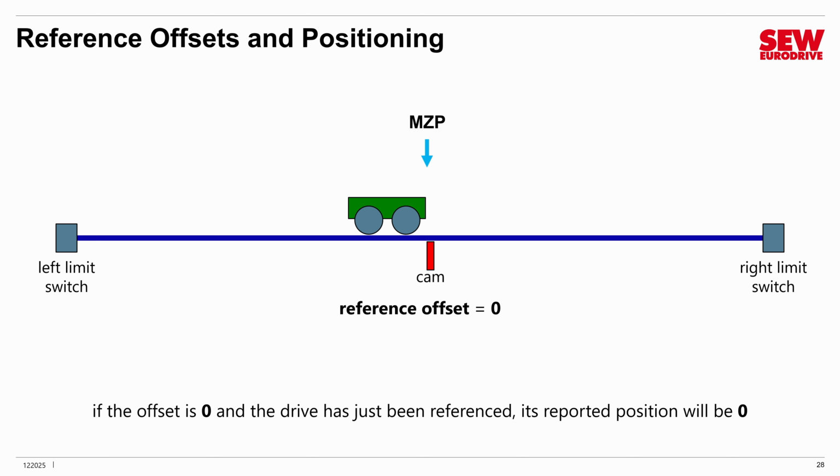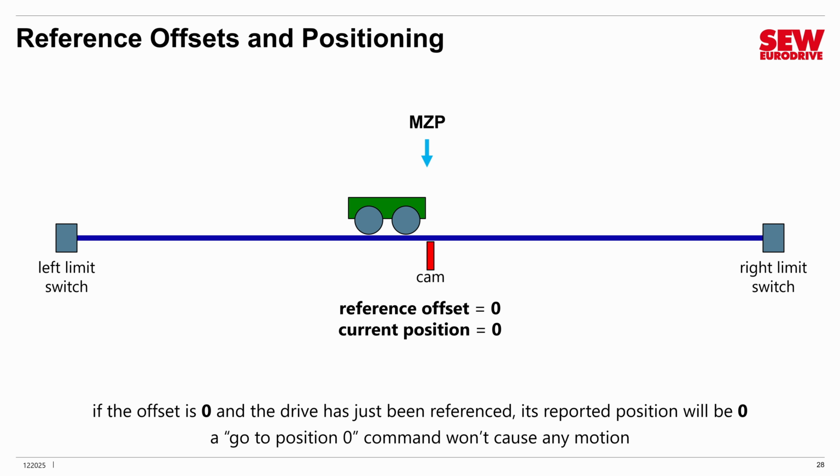We'll start with a case where the sensor and the MZP are in the same place, so we set the reference offset to 0. Now, if we've just referenced our application, the VFD will report the current position as equaling 0. And if we give the VFD the command, go to 0, it's not going to do anything. All right, so that's our first scenario.